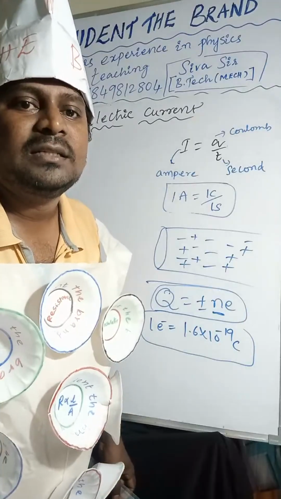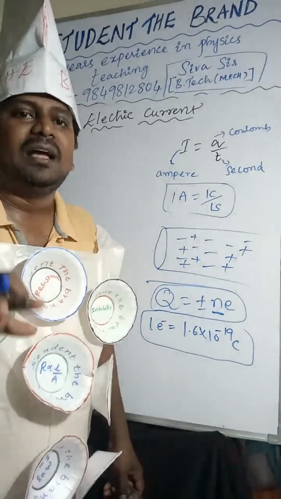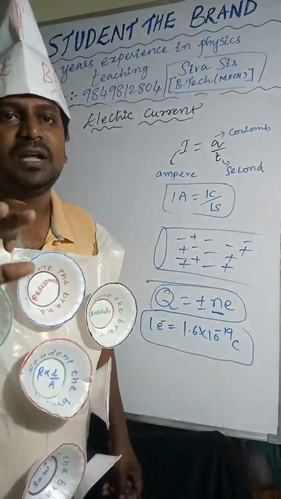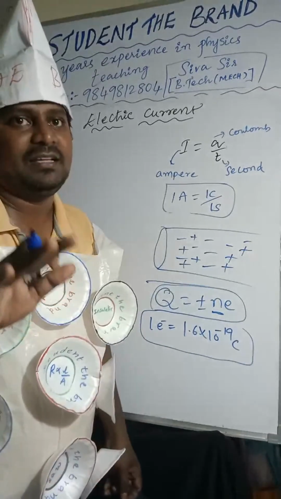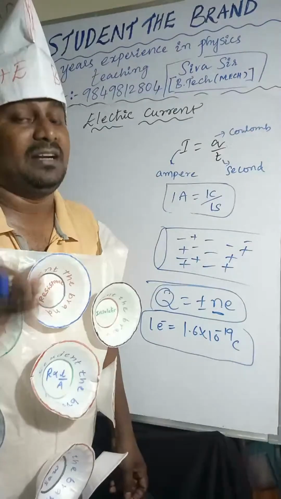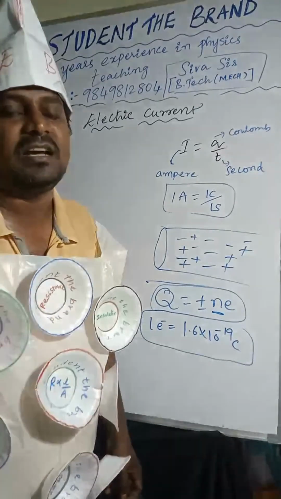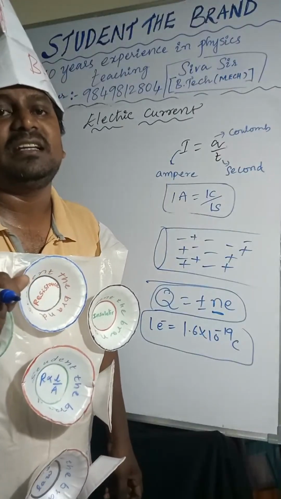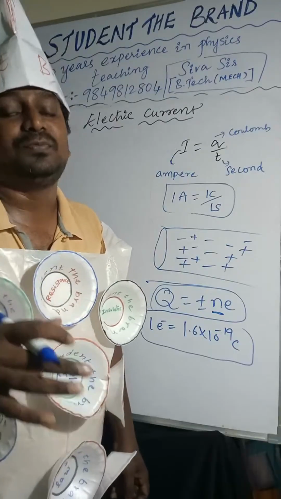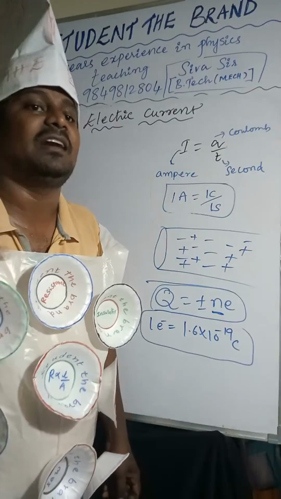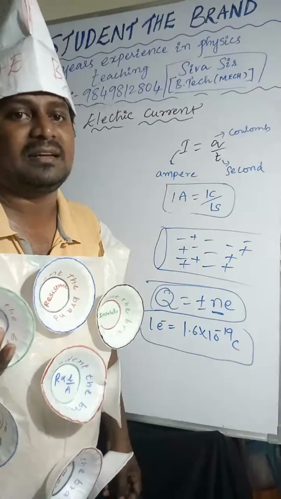Sir, why does current flow from positive to negative? Yes, I said. Actually, two types of current are there, but generally we won't say positive to negative; it is just current. That is conventional current. Conventional current is nothing but taking the flow from the positive terminal to the negative terminal. But because of electron movement, the current actually flows. So why do we say two types of current, conventional current and electric current?